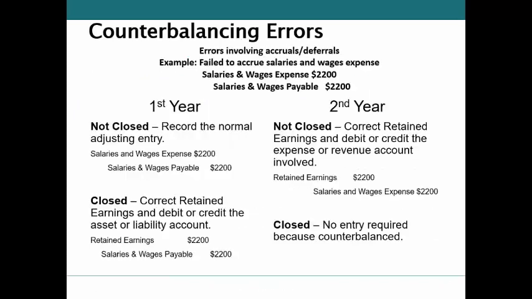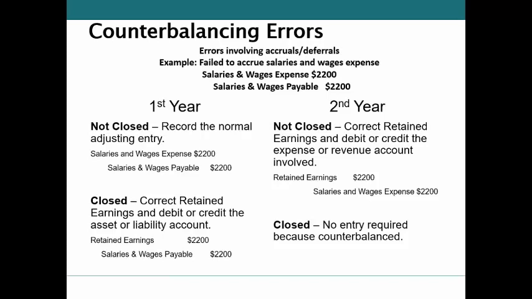To illustrate counterbalancing errors and what entries are needed to correct them, this slide shows the correction of a failure to accrue salaries and wages expense for $2,200. In the first column are the corrections for the first year, depending on whether the error is discovered before the books are closed or after.